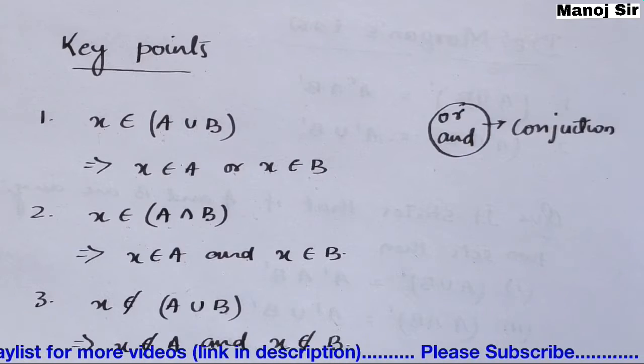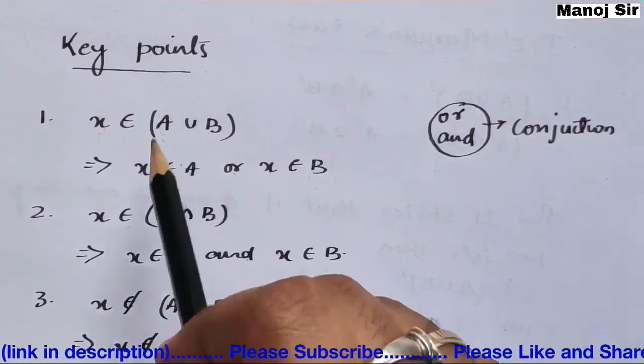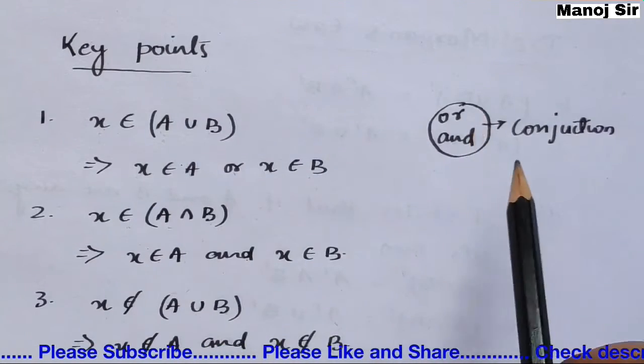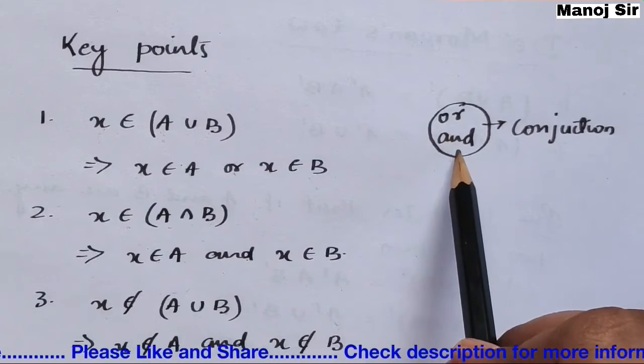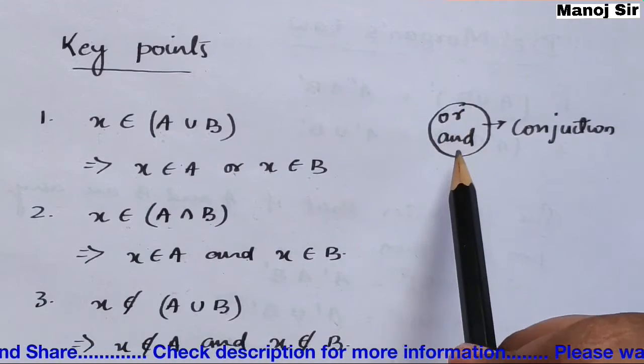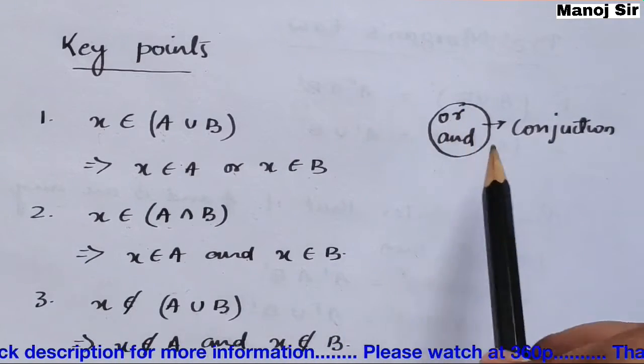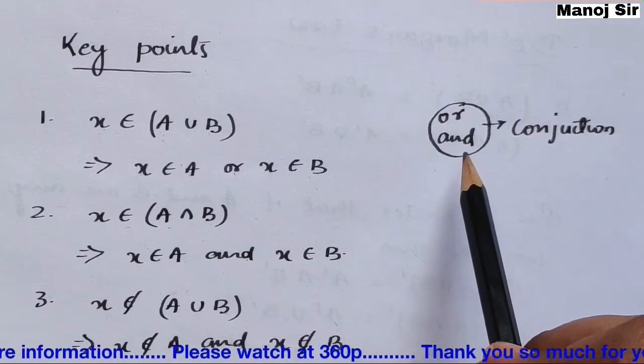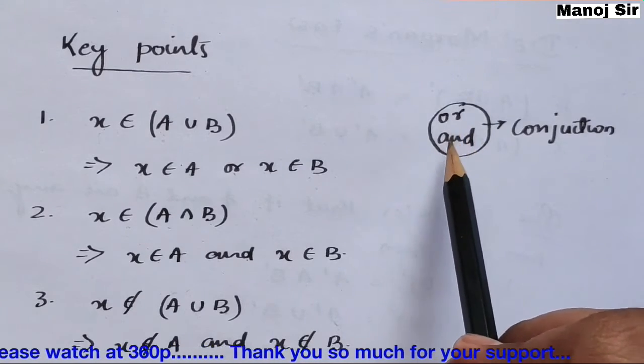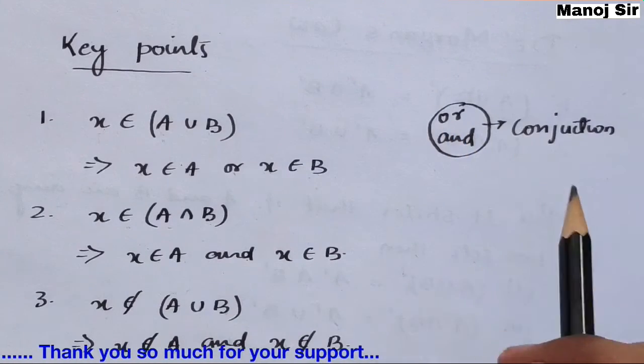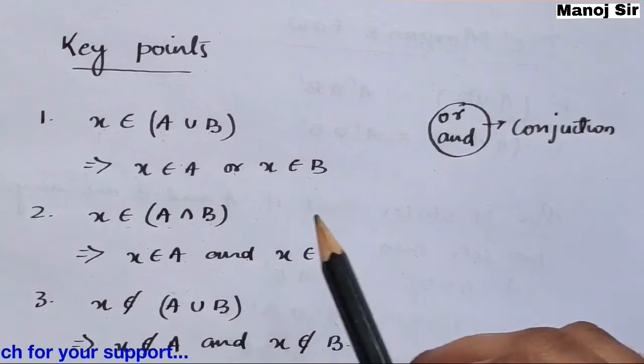So let us start. First key point. Before starting these key points, you must know there are two conjunctions, or and and. You must know where to use the conjunction or and where to use the conjunction and. If you don't use this properly, you won't get good marks from this topic.